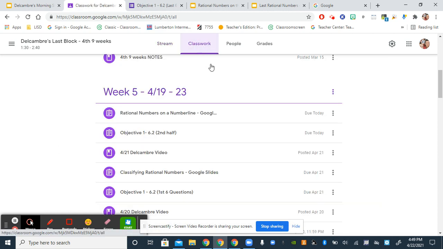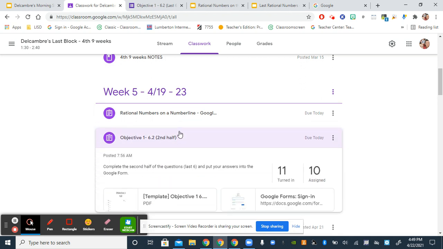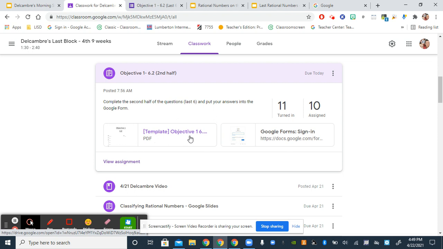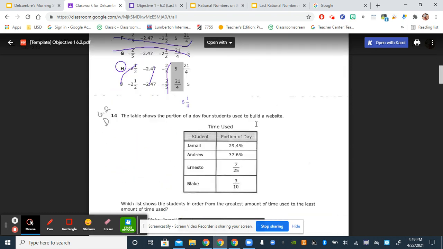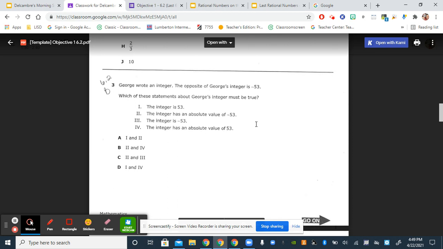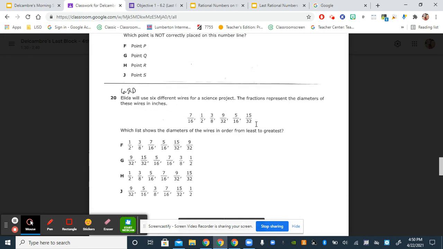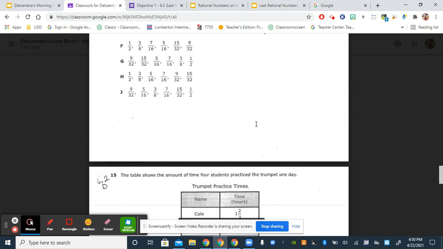If I go to the Google Classroom, today we did 2 things. The rational numbers on a number line Google Slides is what we did today. Then your homework is this Objective 1, 6.2, the second half, which is also due. If you click on it, you have the packet here. The first 6 were last night's, and the last 6 are your homework tonight.